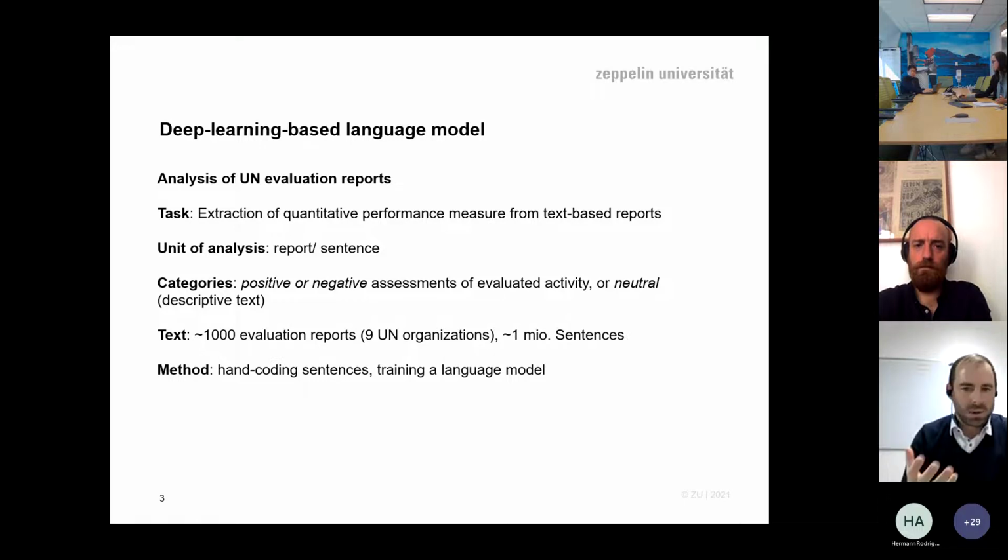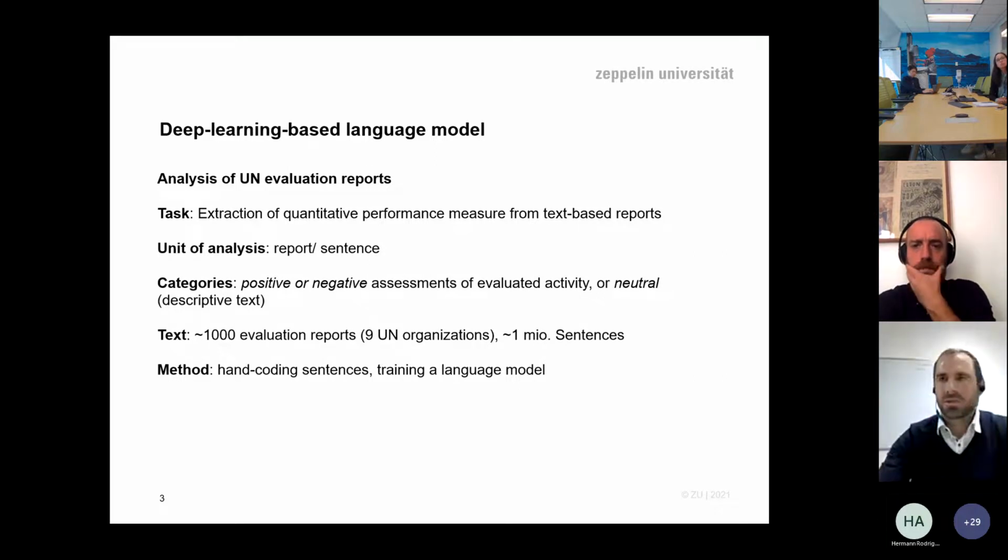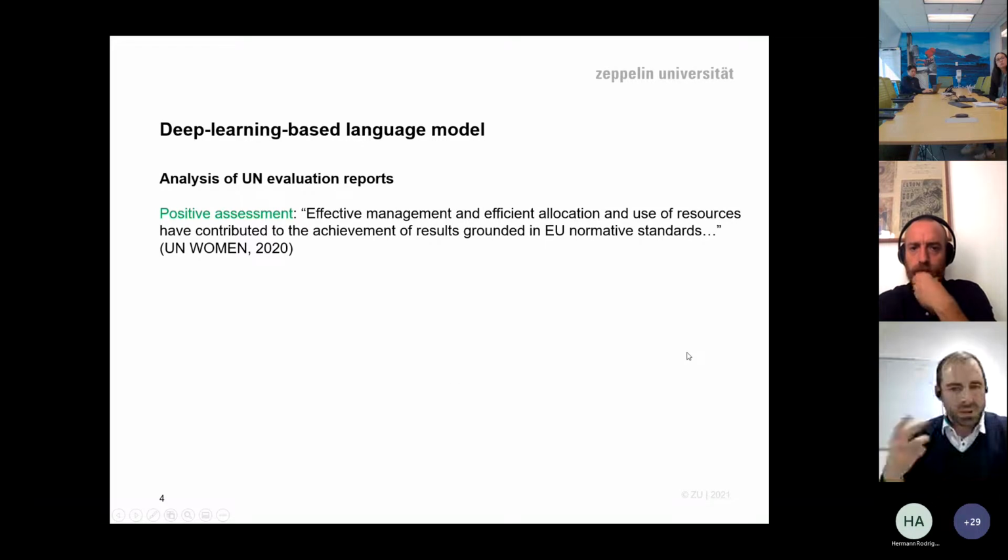These language models are provided by Google or Amazon, and you can train them with your own data for any kind of classification purpose that you could think of. So we trained them on these sentences. And here's an example of a positive sentence from a UN Women evaluation: the effective management and efficient allocation and use of resources have contributed to the achievement of results grounded in EU normative standards.